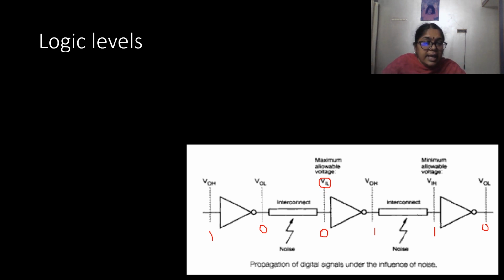Beyond this point, if the voltage has been corrupted by noise and changed, then it will not be considered as logic 0. Similarly, the logic 1 signal, which is VOH, is getting transmitted through this interconnect, and once it reaches the input of the third gate, that is considered as VIH. That means VOH is corrupted by noise and has become VIH, but still it has to be logic 1 so that the output which we get from the inverter is logic 0. So VIH is the minimum allowable voltage that will be considered as logic 1.